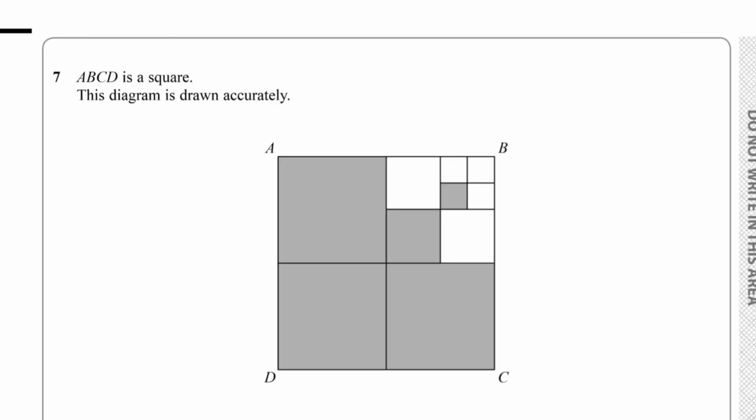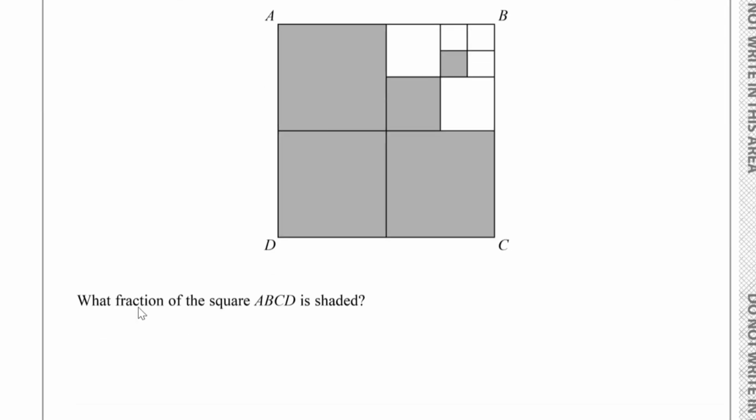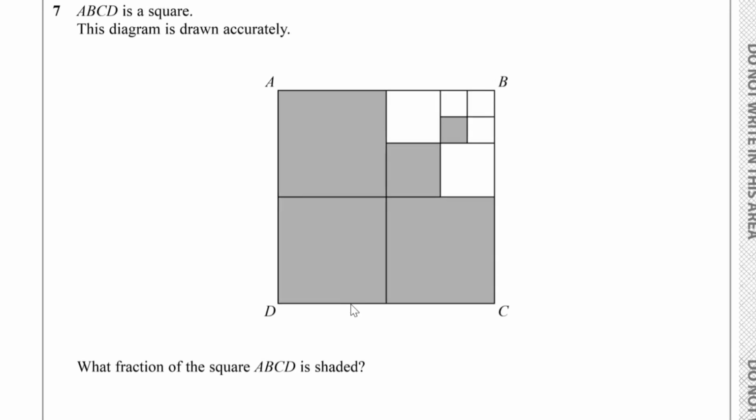Question number 7. ABCD is a square. This diagram is drawn accurately. What fraction of the square ABCD is shaded? Well, we've got this section, which is half of the length AB, and this side, which is half of AD. And so the area of this particular bit will be 1/4 of the entire square. And we've got that repeated 3 times, as we see here.